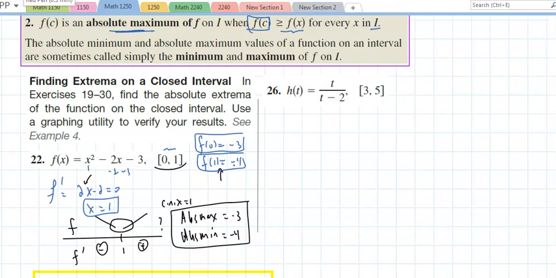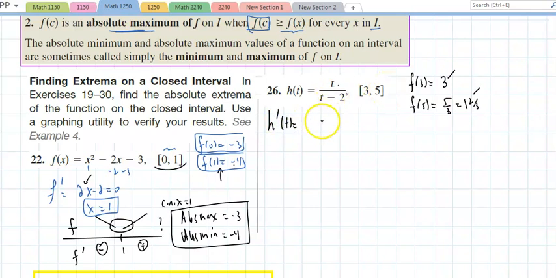Here's another problem. If I figure out what f of 3 is, f of 3 is 3 over 3 minus 2, which is 3. F of 5 is 5 over 5 minus 2, which is 5/3. So this is 1 2/3, about 1.6. So far, this is the absolute maximum, this is the absolute minimum, but I need to know if there are any relative maximums or minimums. Endpoints don't do it. Calculus is the only way to figure it out.